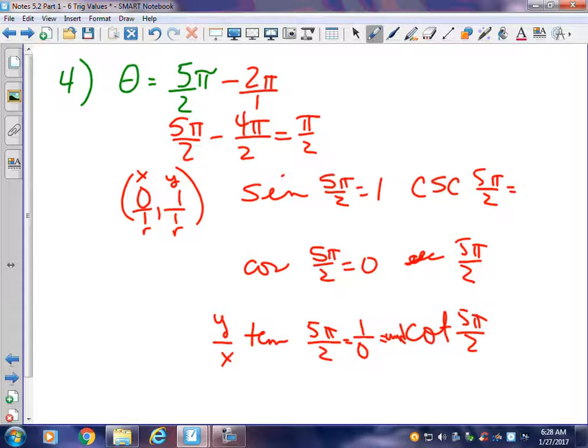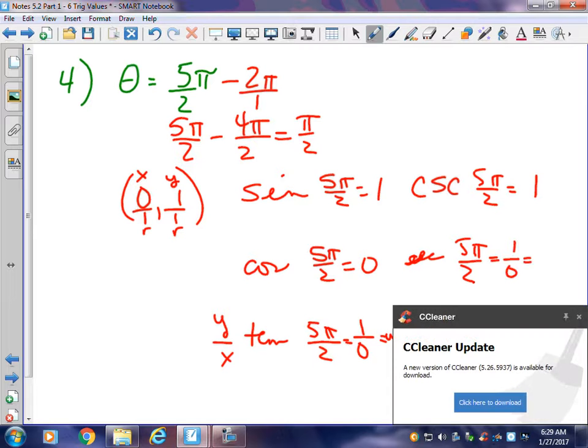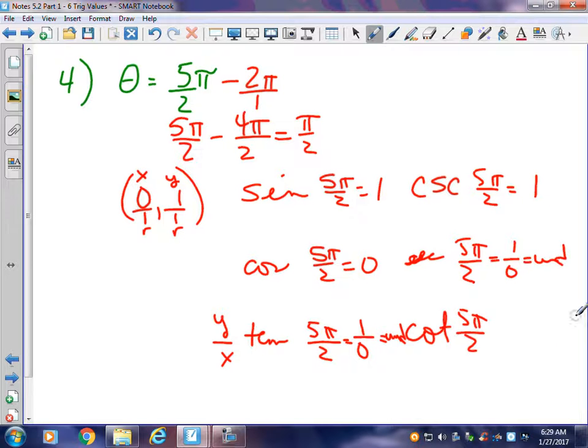Now, if you flip 1 over 1, you get 1. And if you flip 0 over 1, you get 1 over 0. So again, we get it undefined. And then, if we flip this one, it becomes 0 over 1, or 0. So you get some kind of strange answers when you get one on the axis because you can't flip and divide by 0.